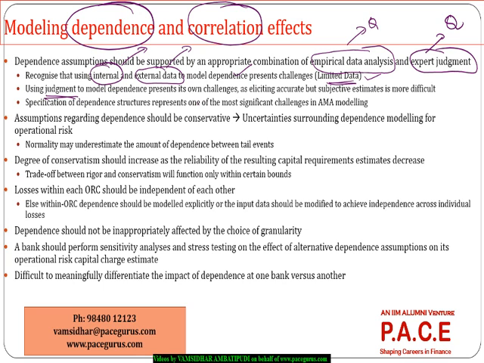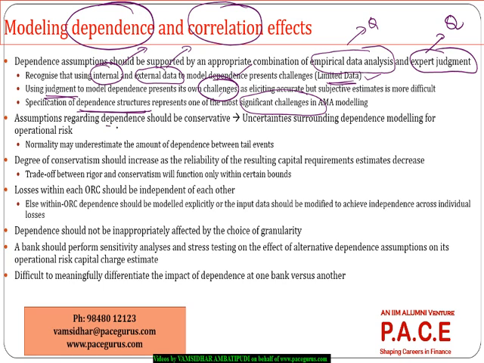Whatever judgment we use to model the correlation and the dependence, even that has its own set of challenges, because coming out with an accurate qualitative estimate is not that easy. So, what should be the dependence structure? How should the correlation between the different categories be modeled? That becomes the most significant challenge in an AMA modeling framework.